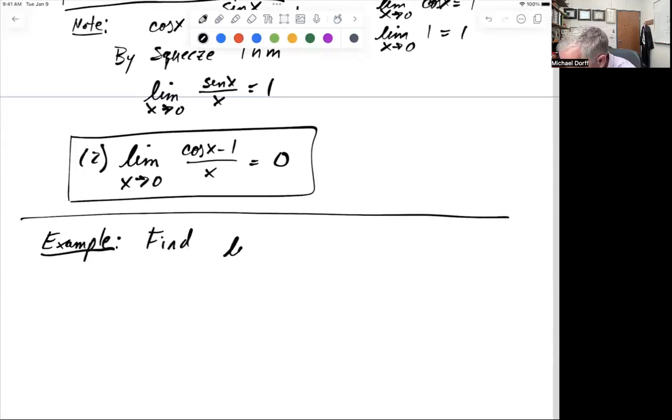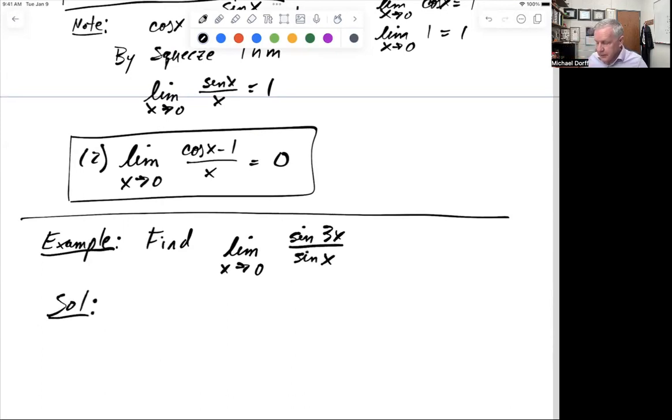So we're going to find the limit as x goes to 0 of the sine of 3x over sine of x. Thinking back to limit laws, first, I do a direct substitution, and when I put that in there, I get the sine of 0 over the sine of 0. Sine of 0 is 0, so I get 0 over 0, so it's an indeterminate form. So I have to do some type of further manipulation on this.